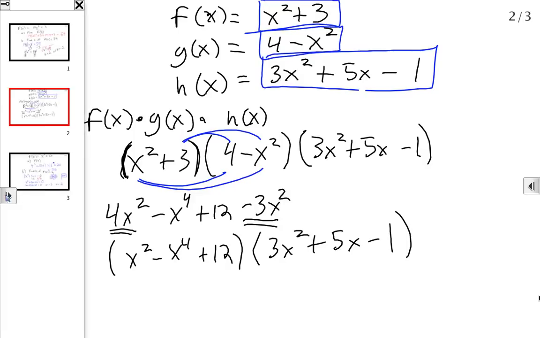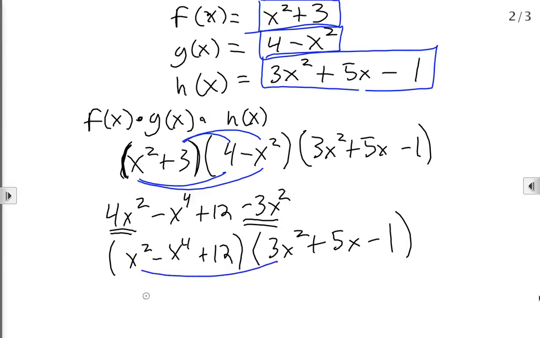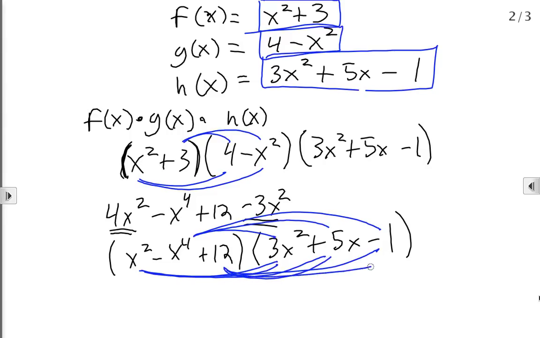Bunch of distributive property, bunch of introductions to make. For example, x squared needs to be distributed to this term, and this term, and this term. X to the 4th needs to be distributed to this term, and this term, and this term. And then also 12 needs to be distributed to all 3 terms. So all 3 of these need to be distributed to all 3 of these. It's a lot of multiplication. Let's just go ahead and do it.